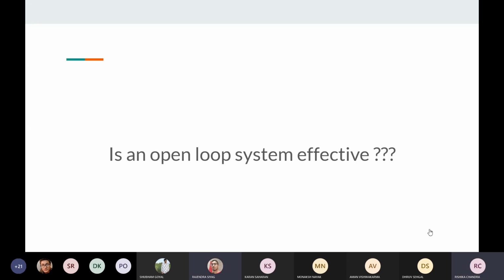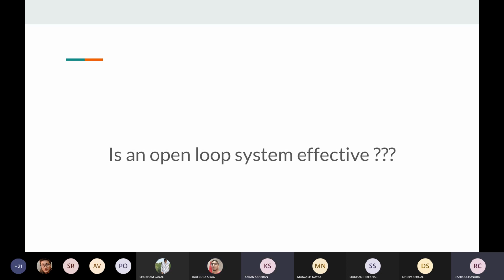Ma'am, it will not be able to repeat, right? It can repeat actually. The input signal is continuous, right? You are receiving the input continuously, so it can repeat always. Is my screen visible? Yes, ma'am.